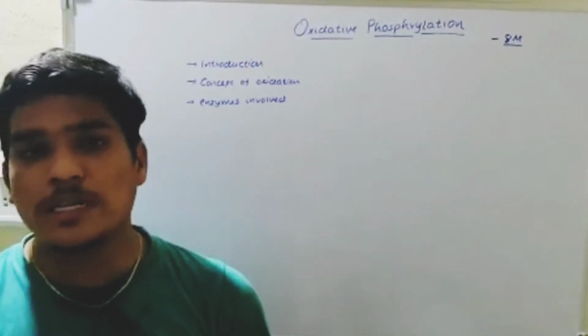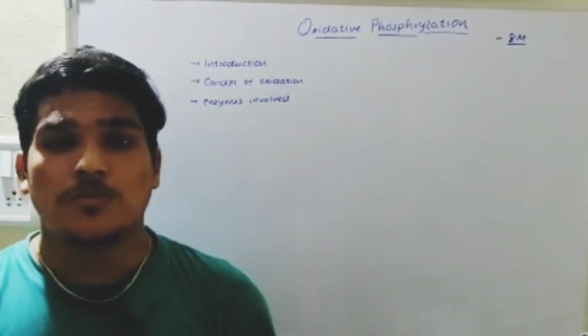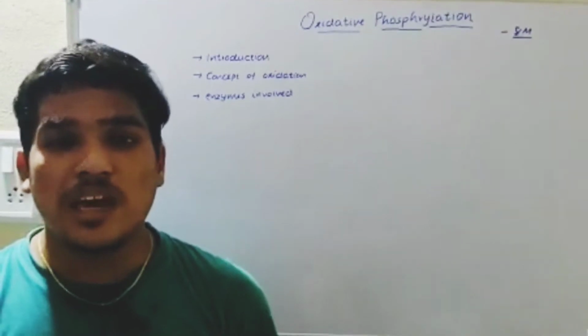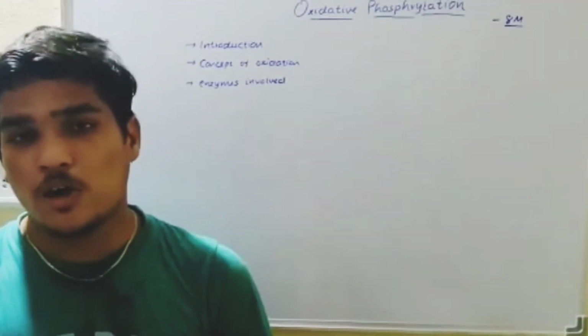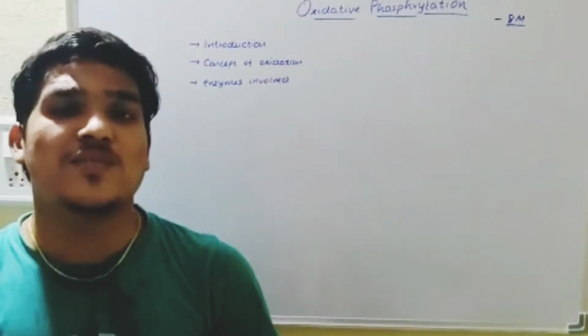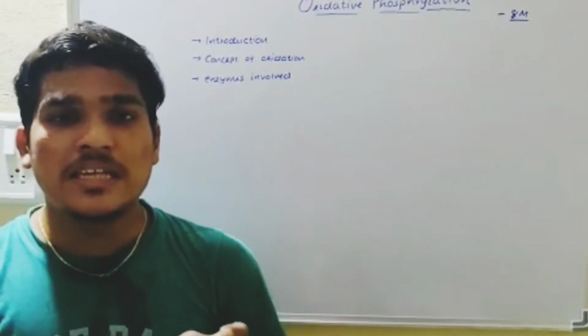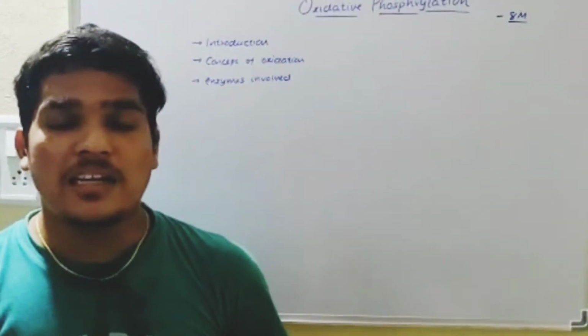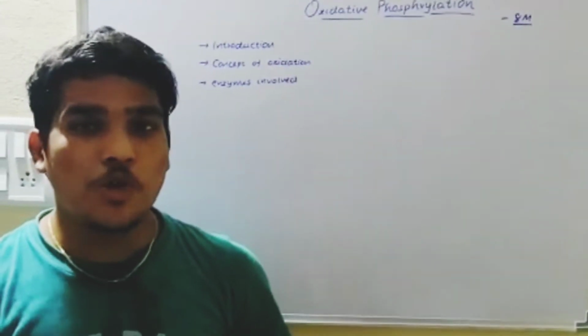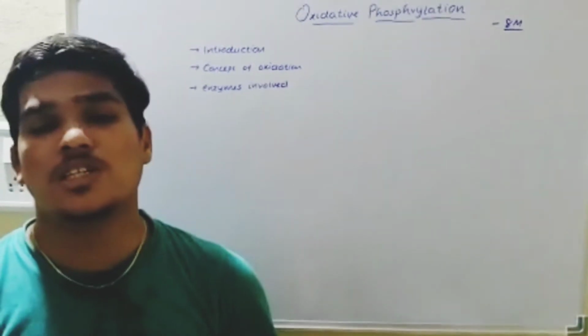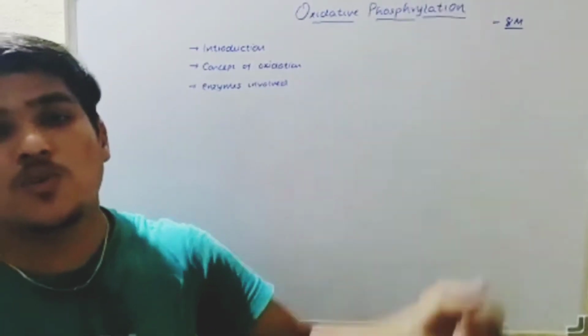Now these reduced coenzymes go to the mitochondrial respiratory chain where they are oxidized, where the hydrogen atom is passed from one complex to another complex, releasing a sufficient amount of energy. This energy is captured and is useful for phosphorylation of ADP into ATP. Now this oxidation coupled with phosphorylation is our topic, known as oxidative phosphorylation.